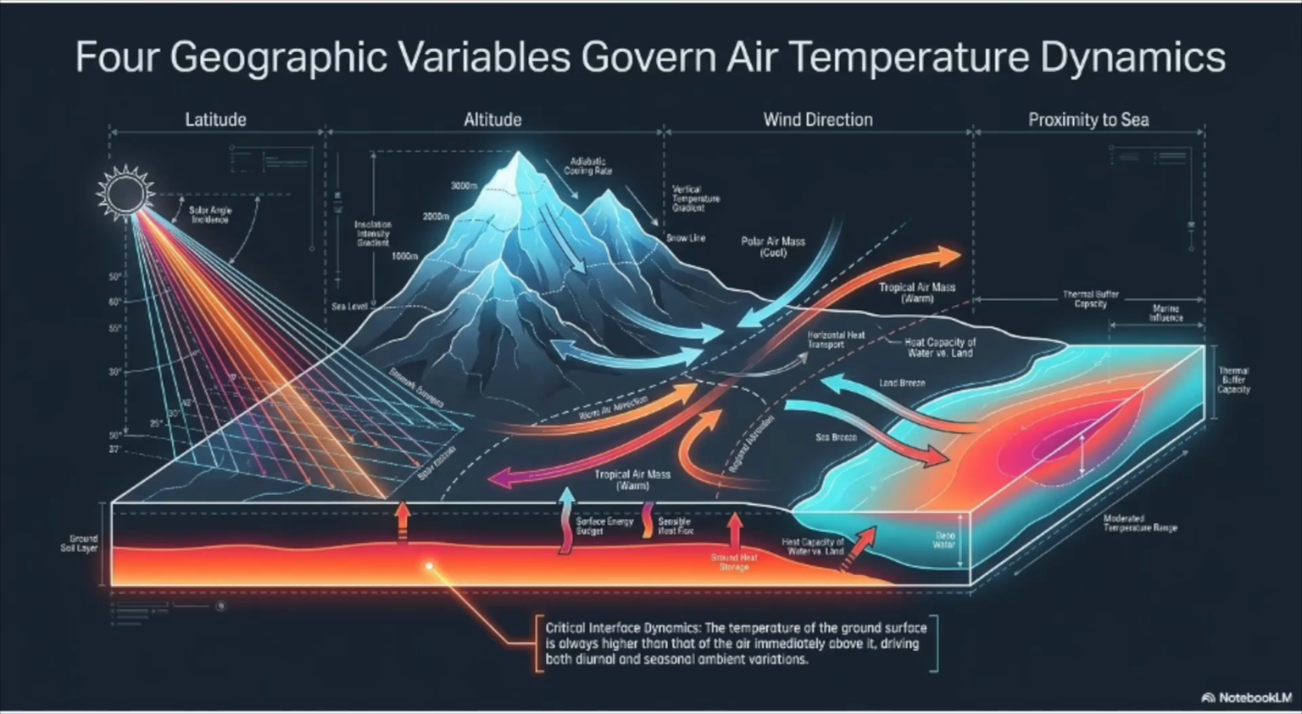Proximity to the sea also matters greatly, since water and land have very different heat capacities, creating sea breezes and land breezes and giving coastal areas a moderated temperature range due to the thermal buffer capacity of the ocean. It is worth noting that the temperature of the ground surface is always higher than that of the air immediately above it, and this drives both daily and seasonal variations in ambient temperature.